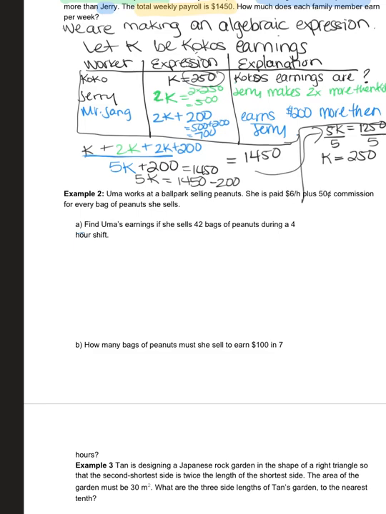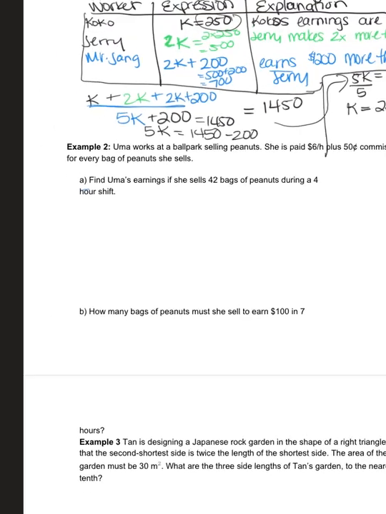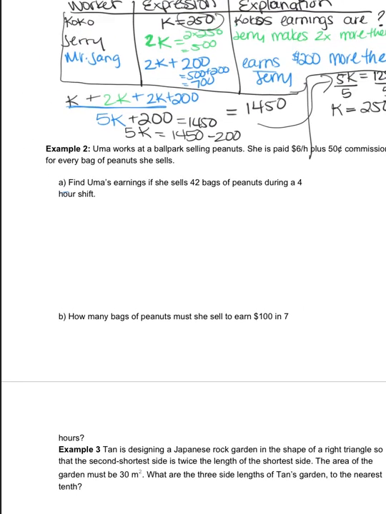So Uma works at a ballpark selling peanuts. She is paid $6 an hour plus 50 cents commission for every bag of peanuts she sells. We want to find Uma's earnings if she sells 42 bags of peanuts during a 4-hour shift. Okay, so some key information here. I know that she's going to make $6 an hour, and then for each bag of peanuts she sells, she makes 50 cents.